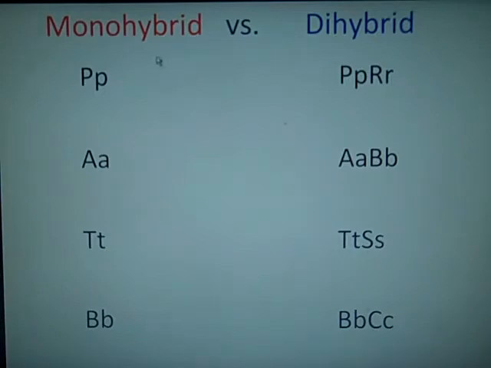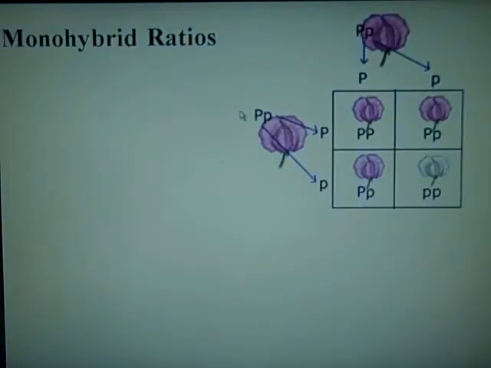All of these genotypes listed here are monohybrids because there's one trait, we can tell that because there's one letter, and the parent is heterozygous for that trait. Dominant, recessive, dominant, recessive. Dihybrids are heterozygous for two traits. We can tell there's two traits because there's two different letters. So heterozygous and heterozygous. You get the picture. So let's take a look at some of the ratios we get for a monohybrid cross.